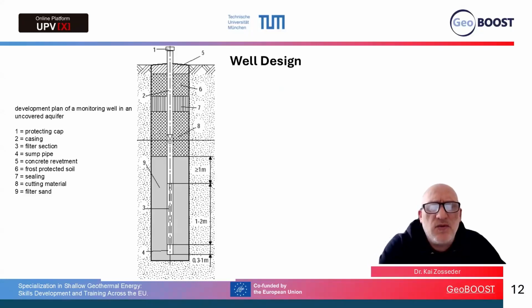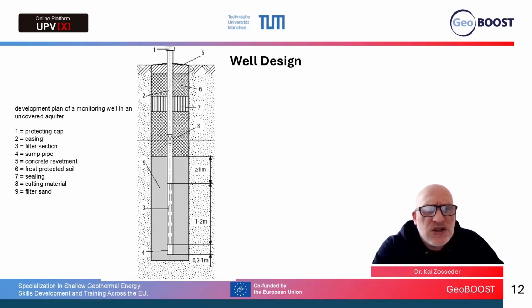We have to see how we can design our well in this borehole. First of all, we start with implementing a casing here, number 2. In the production zone of our aquifer, where we have a section with high hydraulic conductivity, we implement a filter section here with the number 3. And at the end, we have a sump pipe where we can collect all sediments which flow into the well.